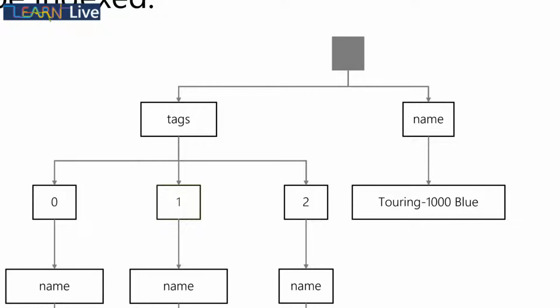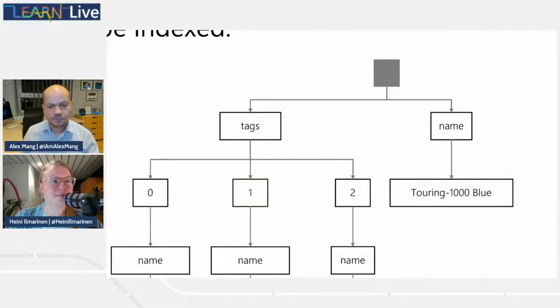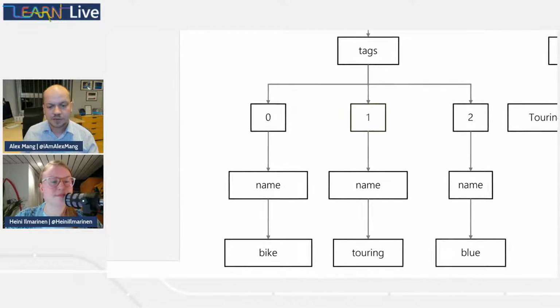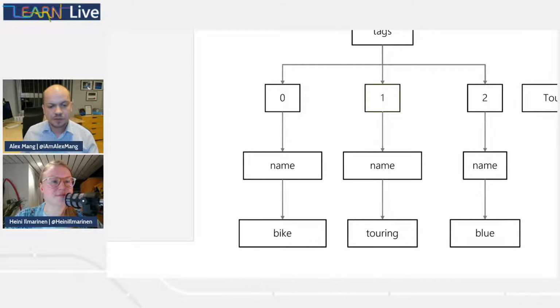We're going to actually see that the object is represented as a tree, and the representation would always include a traversal path for both the name property and its value. Like we have the Touring 1000 Blue value right there for the name, right? That's the property that we are tagging against. So the tree always contains, in this case, also 3 traversal paths for the 3 objects in the tags array, each with a leaf node for their name properties and respective values.